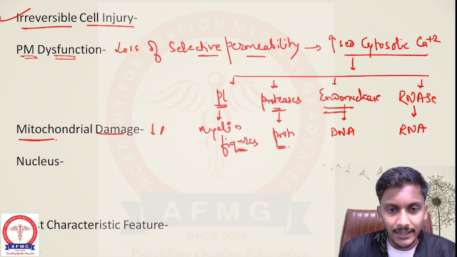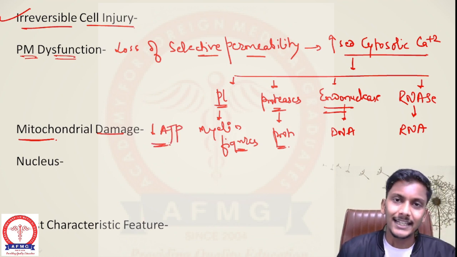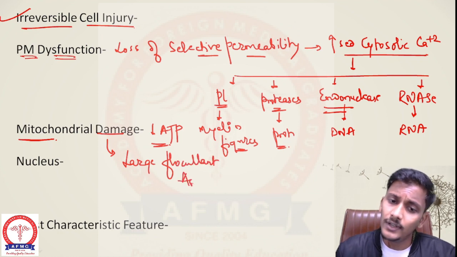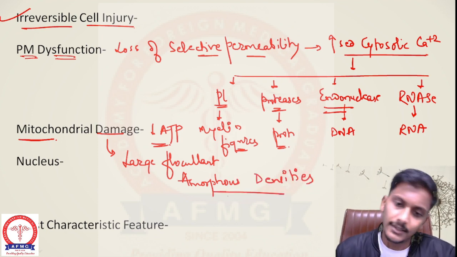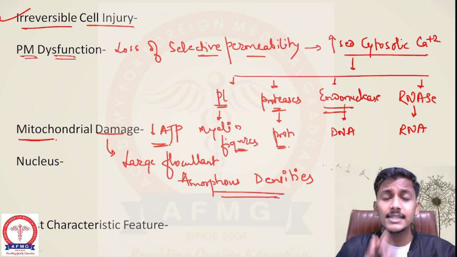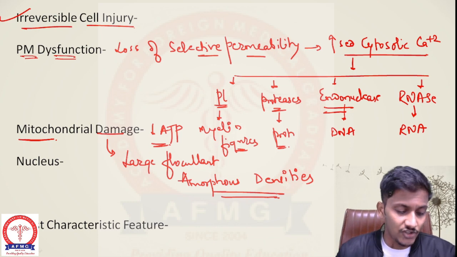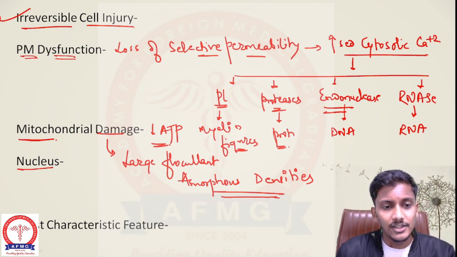Okay, and as mitochondrial damage occurs, as we all know, mitochondria is the powerhouse of the cell, that leads to decreased ATP synthesis. As soon as mitochondrial damage occurs, decreased ATP synthesis is seen. It also leads to the formation of large flocculent amorphous densities inside the mitochondria. So please remember, large flocculent amorphous densities in mitochondria are seen in cases of irreversible cell injury. Important one.